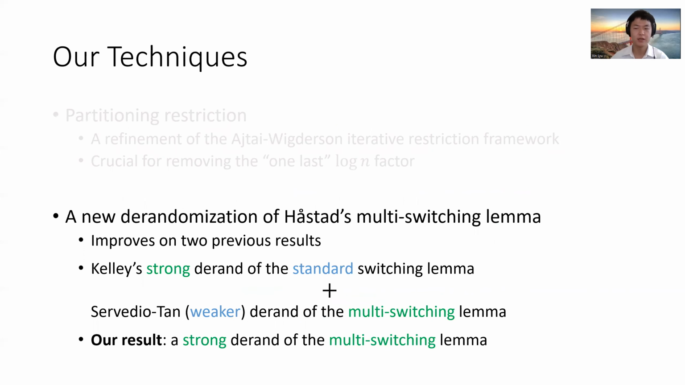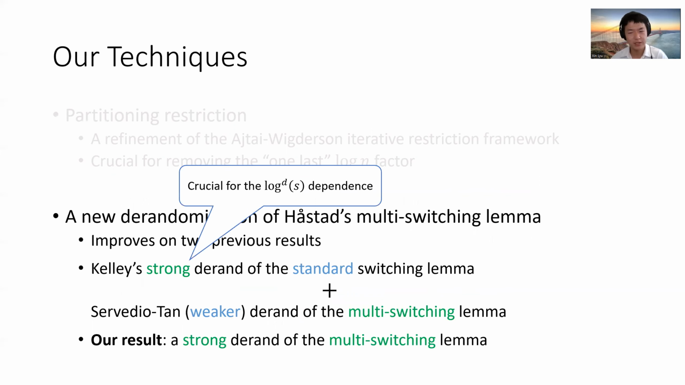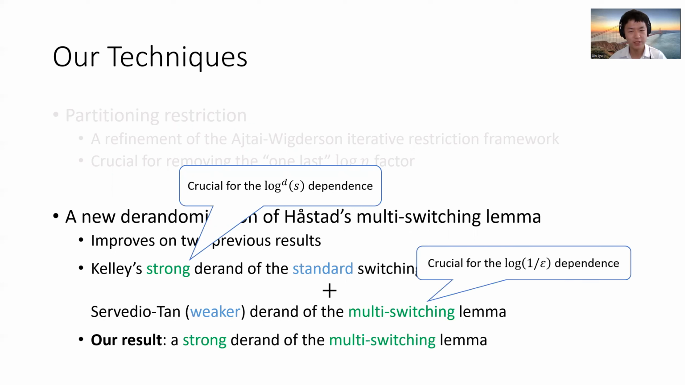Due to time limits, we only quickly go over our second technical contribution. So roughly speaking, our derandomization of Håstad's multi-switching lemma improves on two previous results and achieves a best of both worlds result. Our derandomization of the multi-switching lemma simplifies previous proofs and gives some new insight about DNFs and random restrictions. So for interested readers, we highly recommend reading the paper for the details.